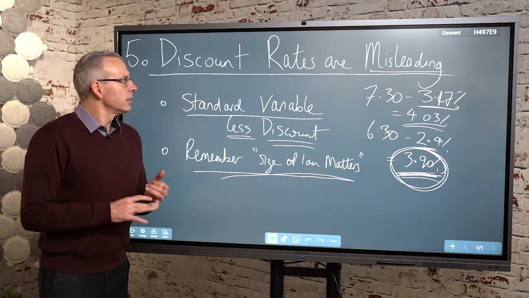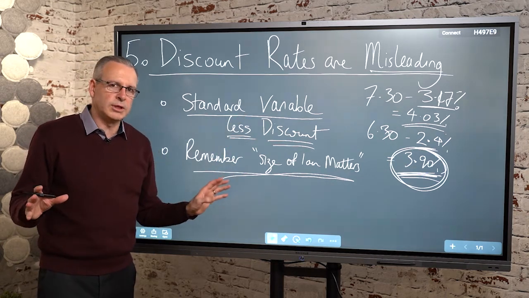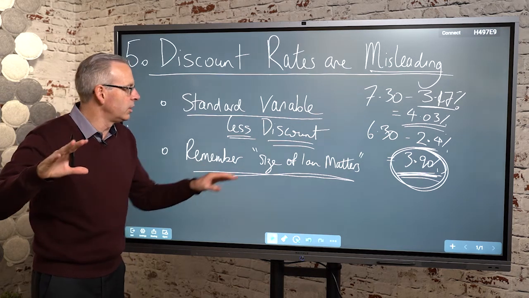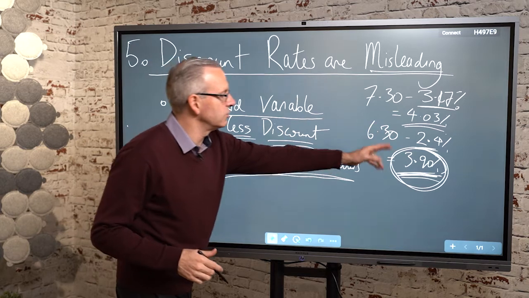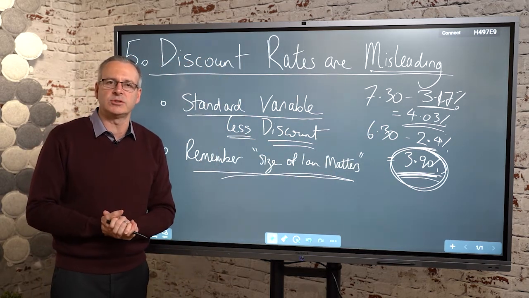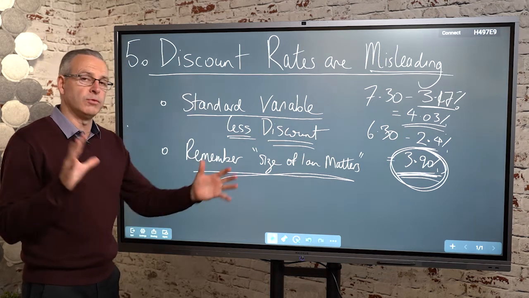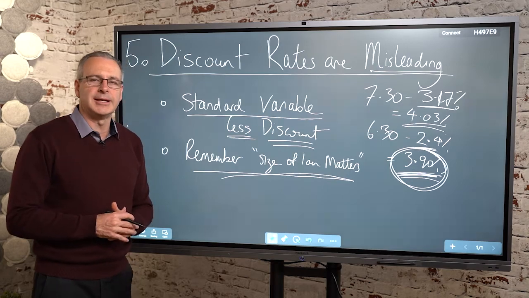So closing out, discount rates are misleading. Standard variable rates aren't really worth the paper that they're written on. The discounts, well, they're important, but really it comes down to what the rate gets to, and then starting to calculate your other fees and charges to get down to your true interest rate over a shorter period of time is what you want to be looking at. So that rounds out lesson number 5.